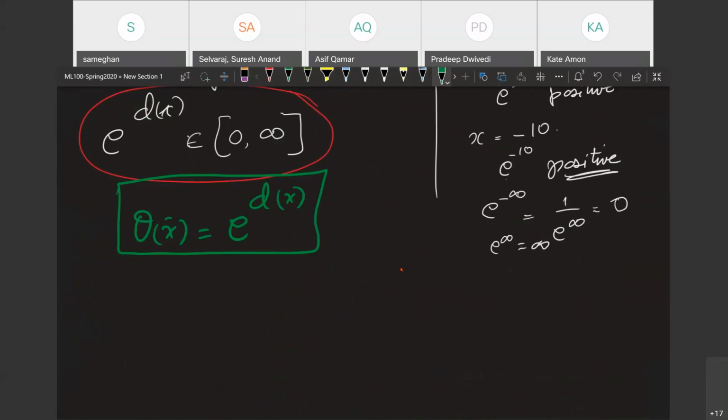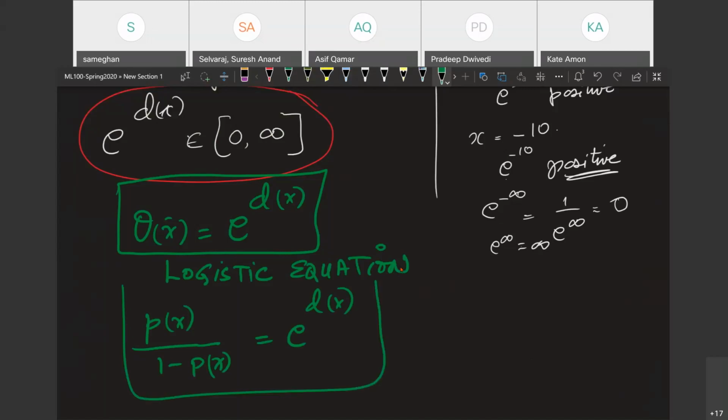It's used in population studies. One of the most fundamental equations in applied mathematics is this equation. It is called the logistic equation. And I'll tell you all the use cases that it comes to. But let us write it down. What was O of x? It was P of x divided by 1 minus P of x, is equal to e to the d of x. This is our foundational equation, written back in terms of P.